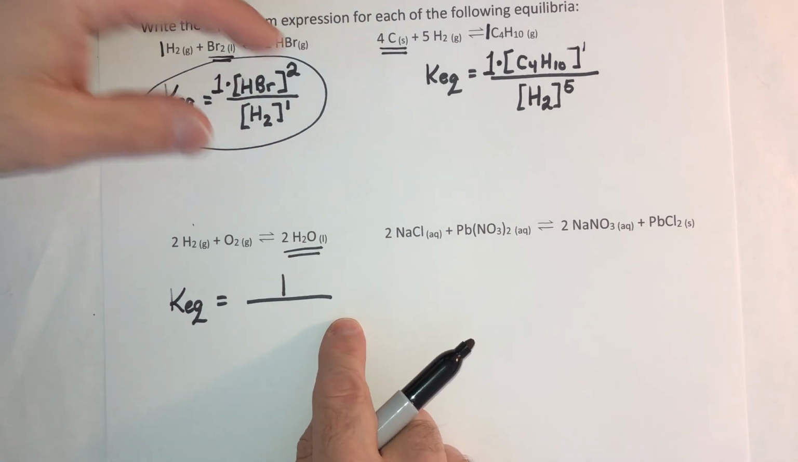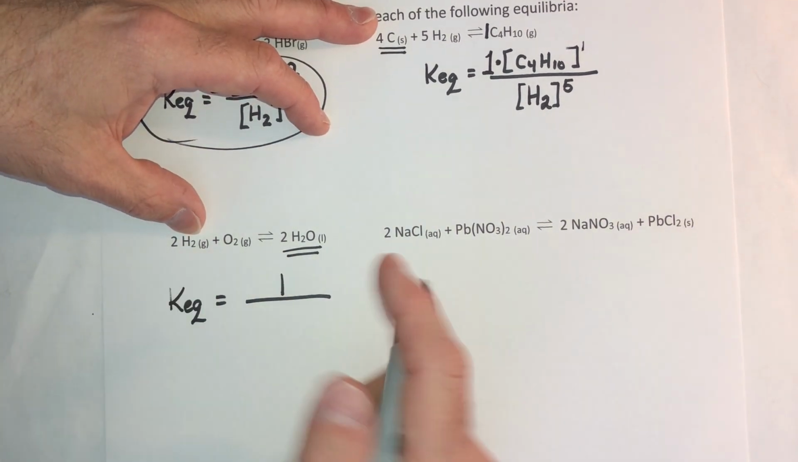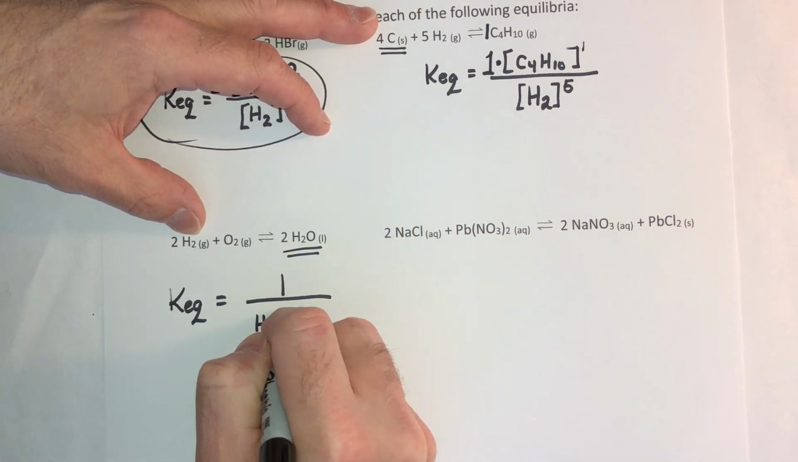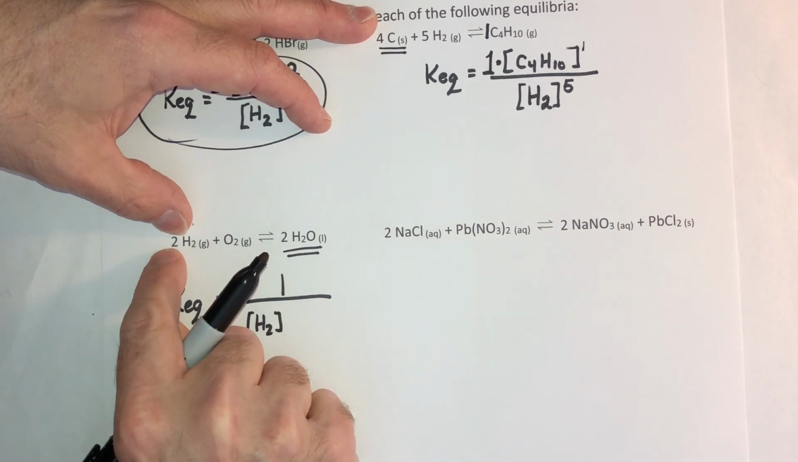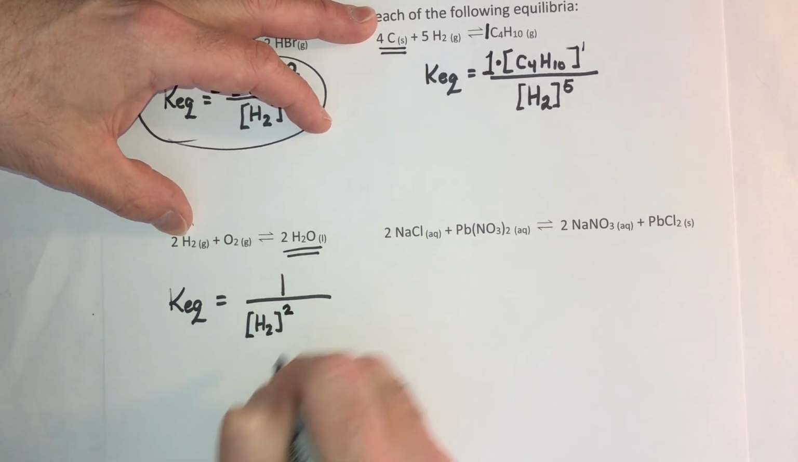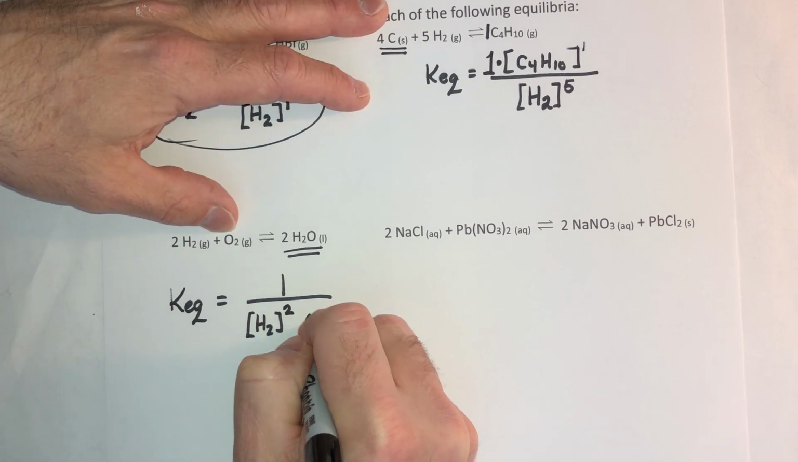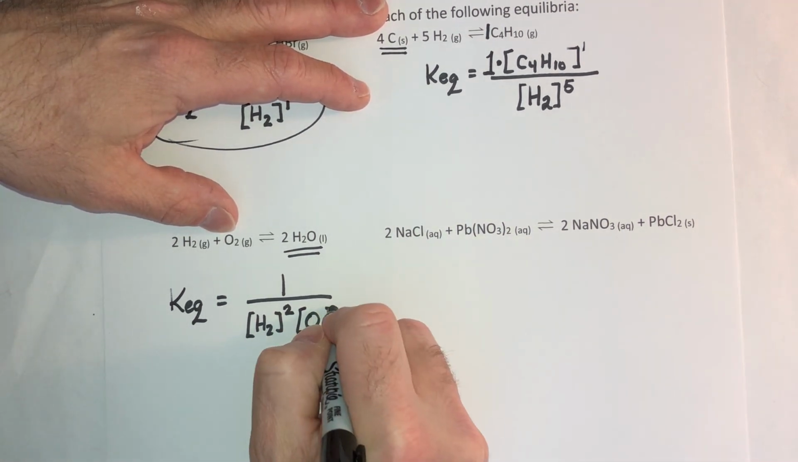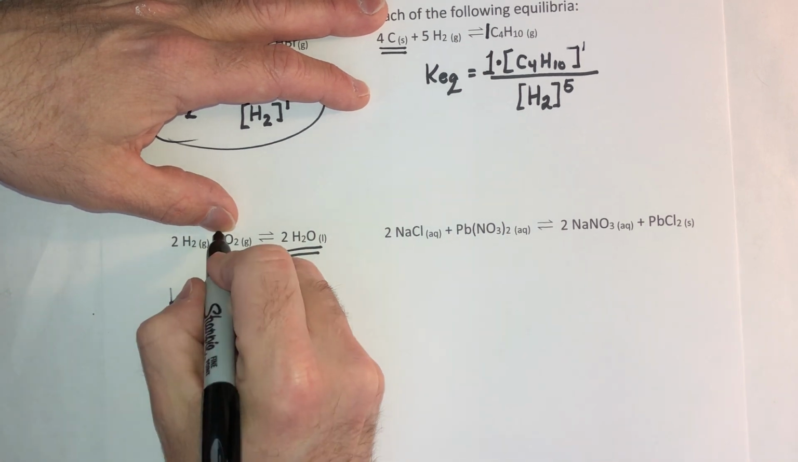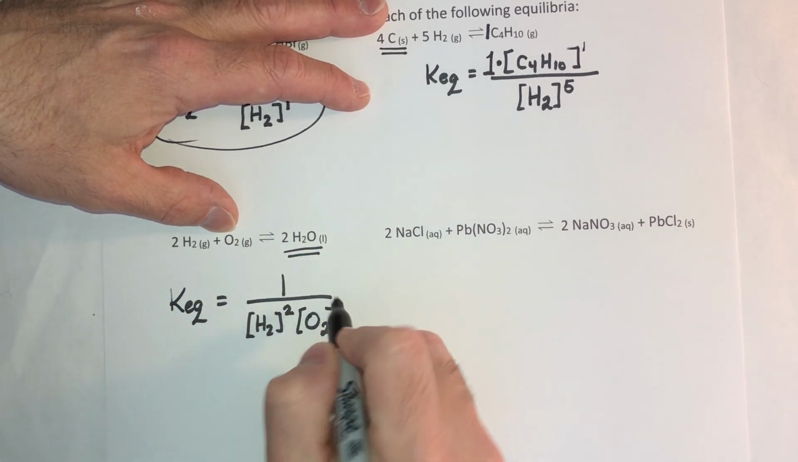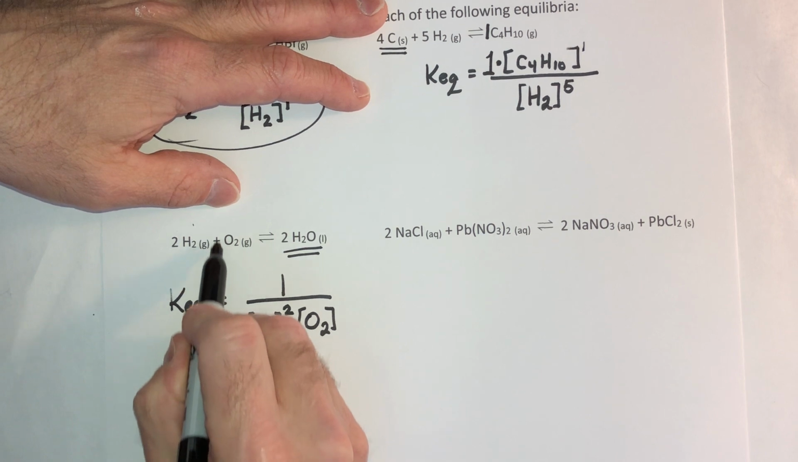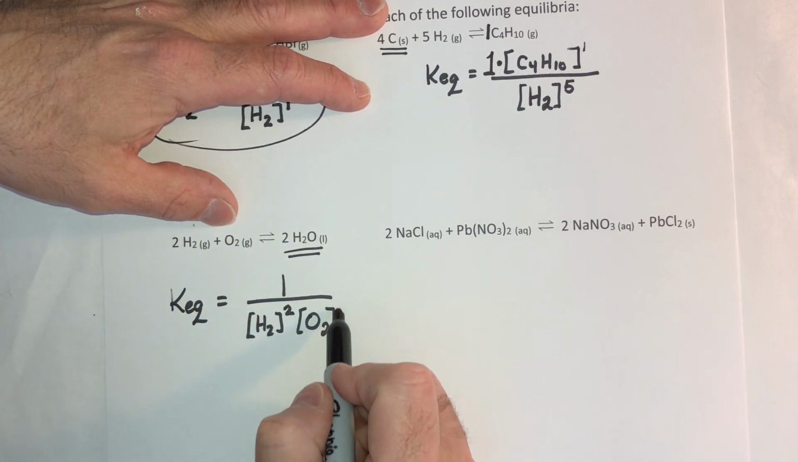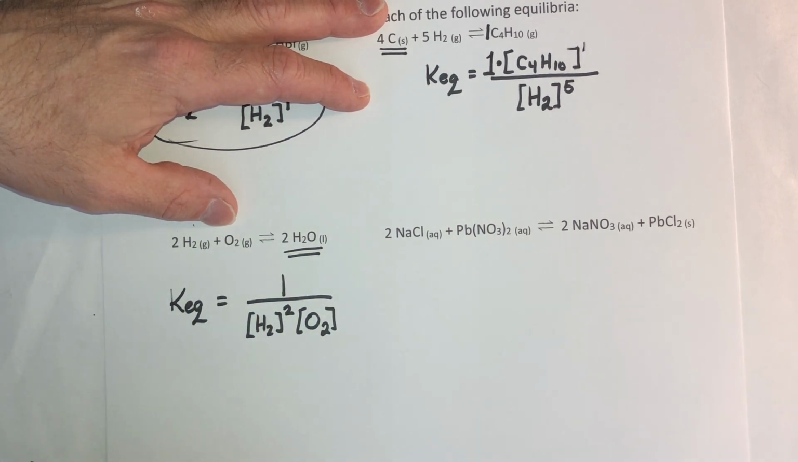Now, the denominator is going to go like always, right? Your first reactant is an H2. Put it in square brackets. You had a 2 to balance it, so power of 2. Your second reactant is an O2. It is concentration, so you're going to put in some square brackets. There's 1 of them, so it should be power of 1, but I left out the 1 when I balanced it, so I'm going to leave out the power of 1 when I write the expression.